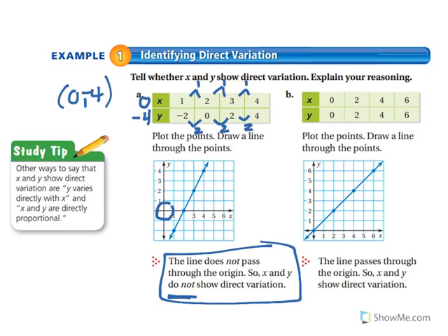Okay? Let's look at B. I can already see right here, 0, 0. I can tell already it's going to go through the origin. We're going to go ahead and graph this anyway. When we plot the points, the line goes directly through that origin. So the line passes through the origin, so they do show a direct variation. Okay, that's example 1. I hope that made some sense to you.